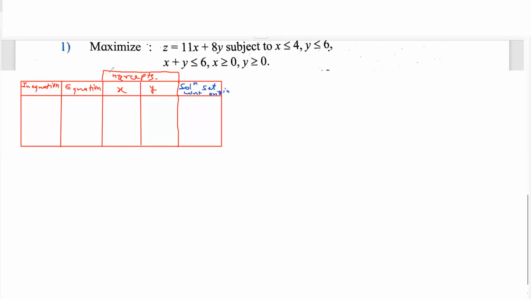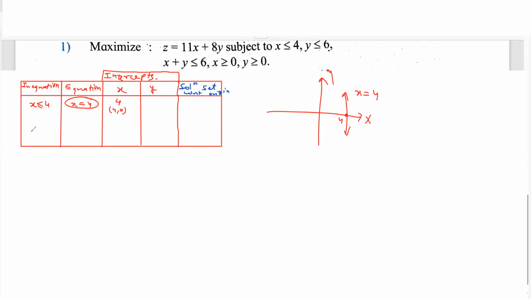The first inequation is x less than or equal to 4. You all know for x less than or equal to 4, the equation is x equals 4. This line, with the y-axis and x-axis drawn, x equals 4 is a line parallel to the y-axis and cutting the x-axis at 4. So the x-intercept is definitely 4. So the point of intersection of the line and the x-axis is (4, 0).